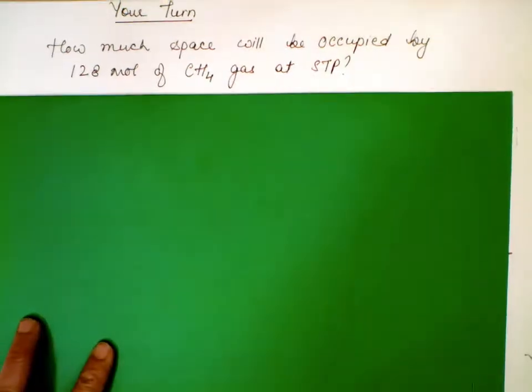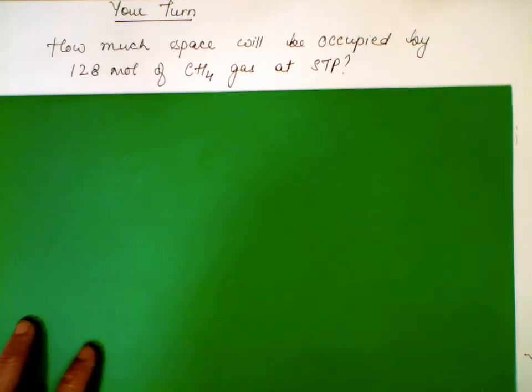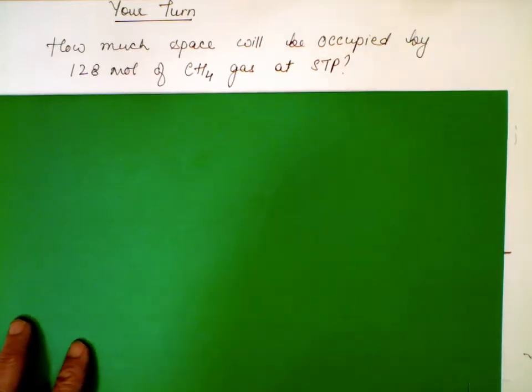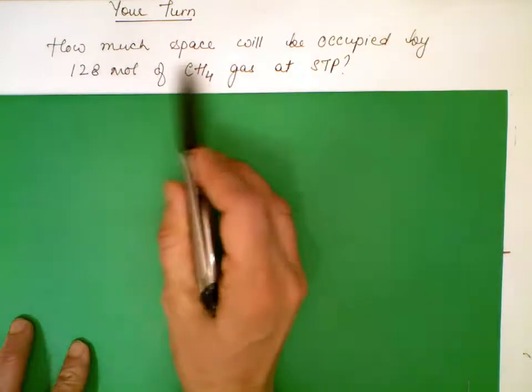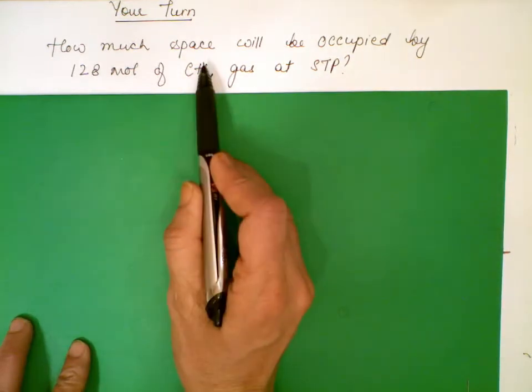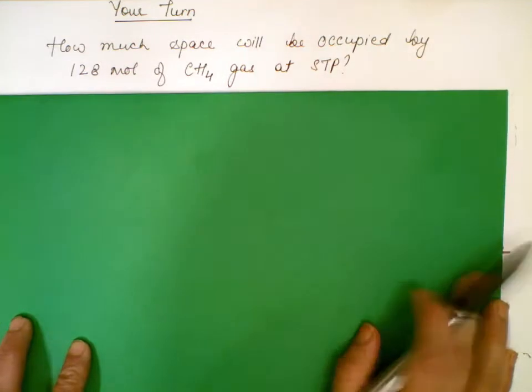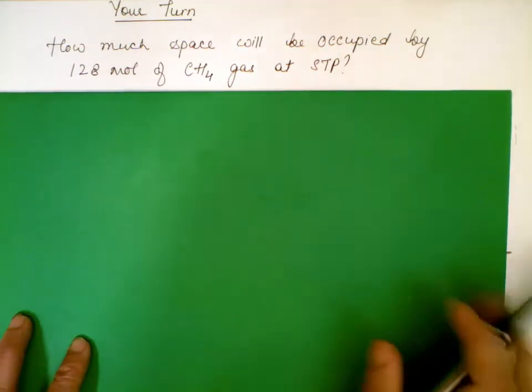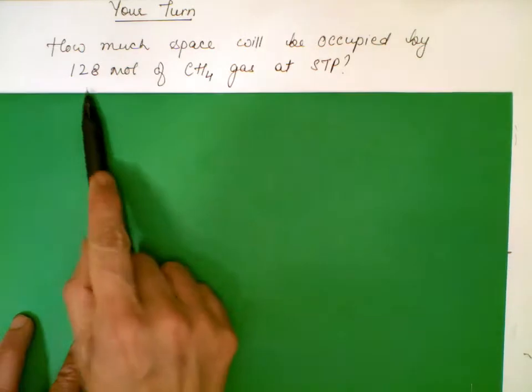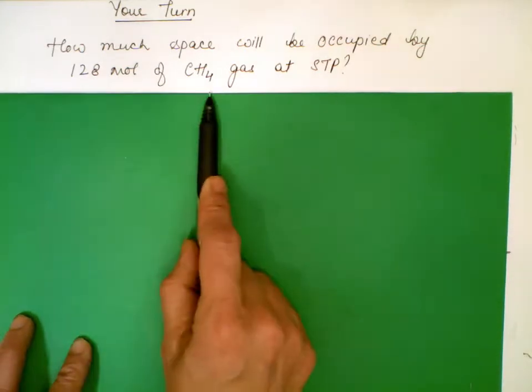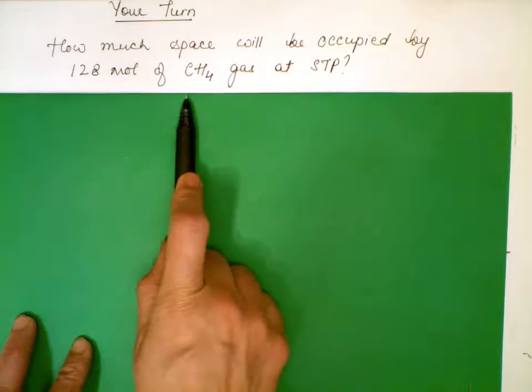Okay, so now you set up the conversion. Which fraction are you going to pick? Because it is asking you how much space, meaning you have to find the volume. That means the fraction with the volume at the top is the one that you're going to choose to solve this problem. So start out with the given. What is given? 128 moles of methane, and then you're going to follow the process.